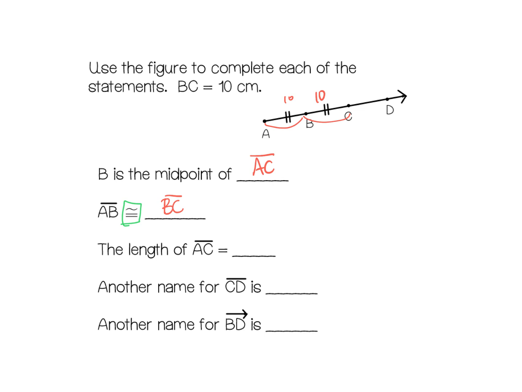And then you were good on the next one, the length is 20. Another name for CD: you're right, it is a segment, but what I was looking for is segment DC, because you can flip-flop the order of a segment and of a line. The next one, another name for ray BD, should be ray BC. Ray BD means it starts at B and heads in the direction of D. I have to list that terminal endpoint first again, so it has to be B, and another point going in the same direction as D is C.